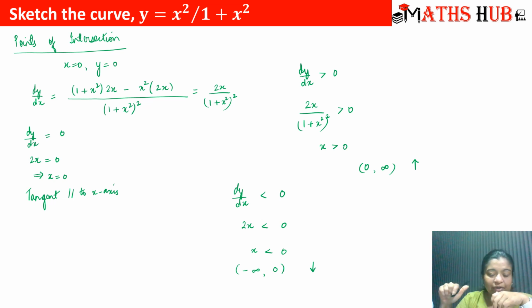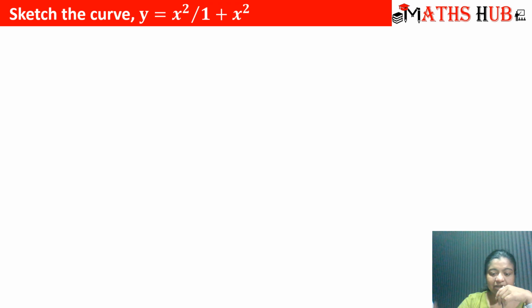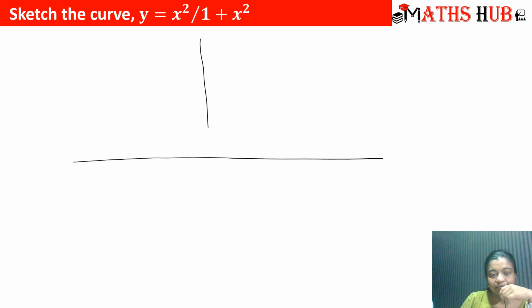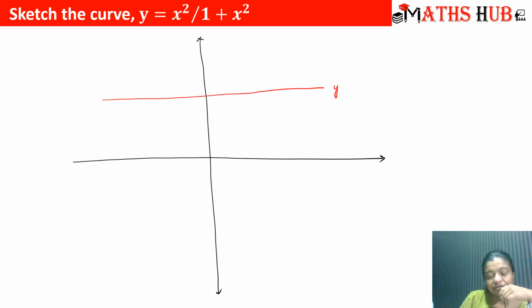So from all the 4 points that we have covered, we got that the function is symmetrical about the y-axis. Then y is equal to 1 is the horizontal asymptote. Then in the interval 0 to infinity, it is an increasing function, and in the interval minus infinity to 0, it is a decreasing function. With the help of all these points, when we sketch this curve, let's try to figure out the asymptotes first. So y is equal to 1 is the asymptote, which means the curve will not cross this line, right?